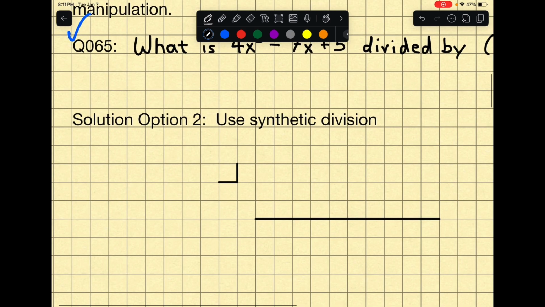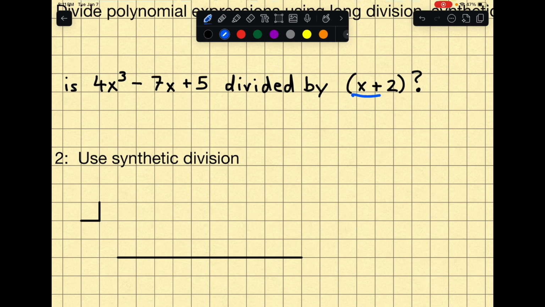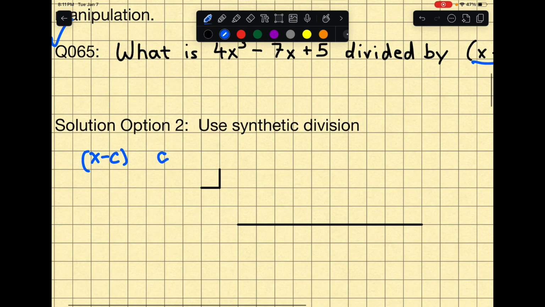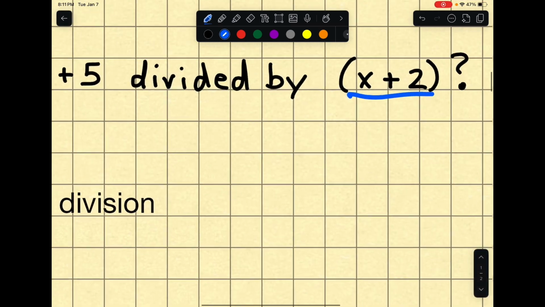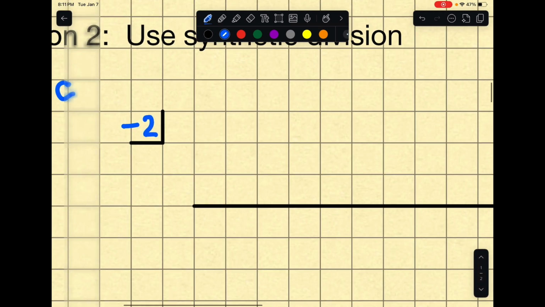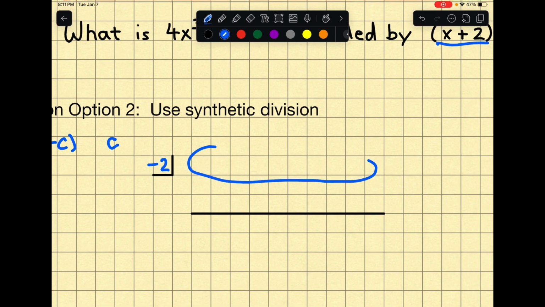Okay, within the box, you're going to put whatever c is. You remember we had to figure out c. We had to think in terms of a binomial as x minus c. So whatever that c value is, that's what you're going to put in that box. So we're dividing by x plus 2. That means c would have to equal negative 2 if our binomial is x plus 2. Negative 2 would also be the value for x that's going to make this equal 0, or the actual root. So that's negative 2.